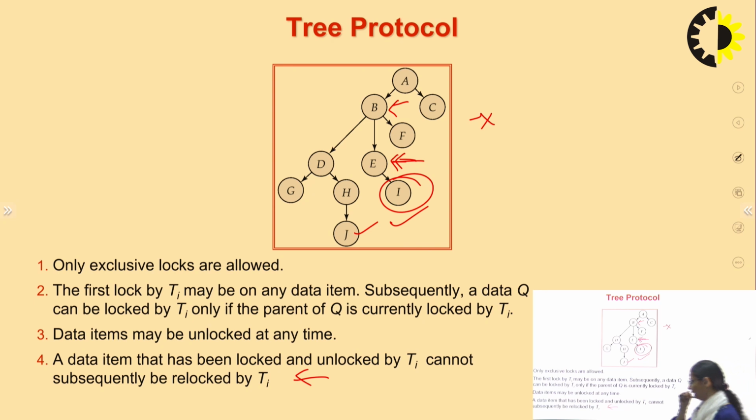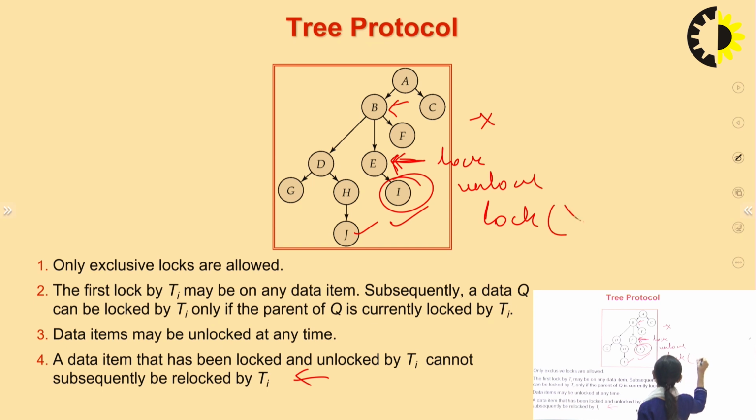That is, suppose it is working on E, it locked it and then it unlocked it, but again it wants to lock it later on, then the permission is not granted.